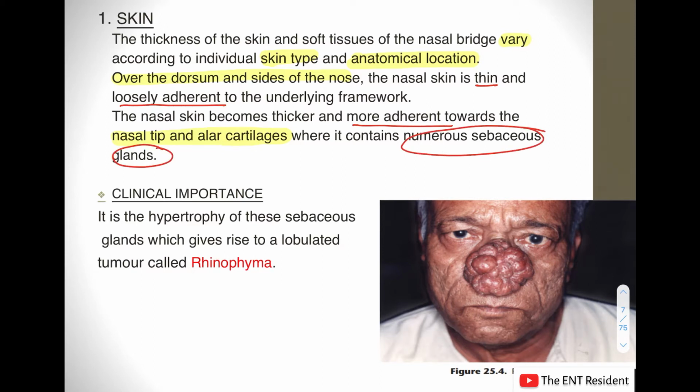And what is the clinical importance of this layer of the nose? Clinical importance being these numerous sebaceous glands that you see over here in the nasal tip and the alar cartilage region. The hypertrophy of these glands will lead to a lobulated tumor which is known as rhinophyma, as you see in this picture over here. You can see that this looks like a very lobulated tumor starting in the nasal tip and the alar cartilage region. This has happened because the numerous sebaceous glands in this region have hypertrophied.